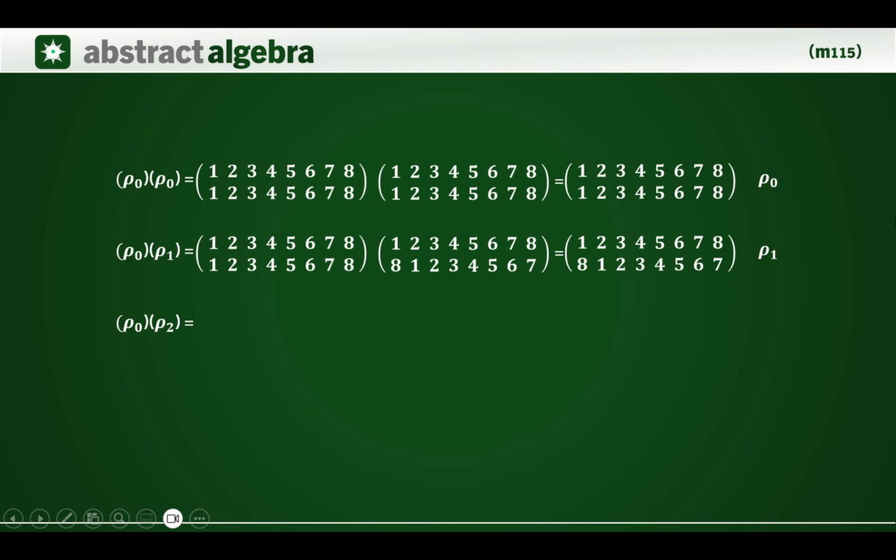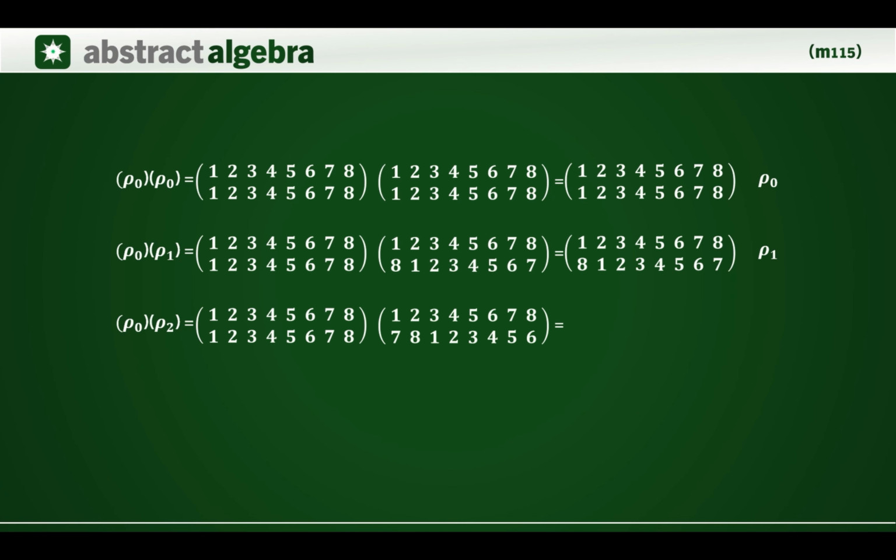Next, we are going to find the composition of rho sub 0 to rho sub 2. So this is the rho sub 0, then this is the rho sub 2. Then we are going to find the 1 maps to 7. So 7, we're going to find the 7 here. So the 7 maps to 7. Therefore, 1 maps to 7.